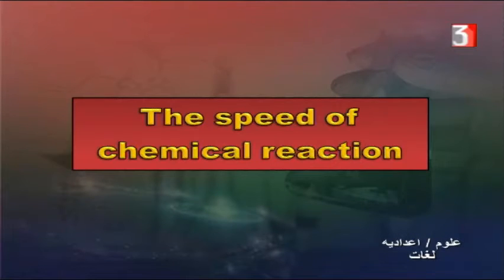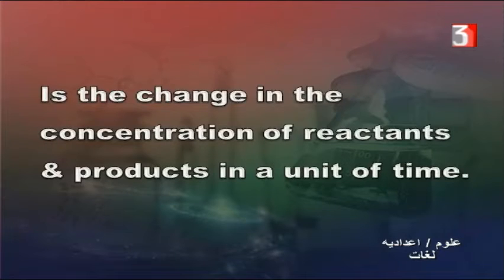The speed of chemical reaction is the change in the concentration of reactant and product in a unit of time. We can define the speed of chemical reaction, as we see, as the change in the concentration of reactant and product in a unit of time.